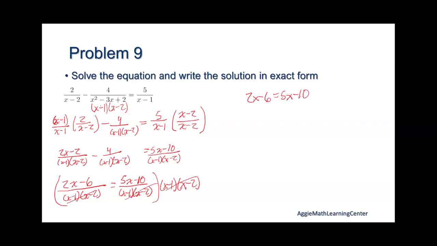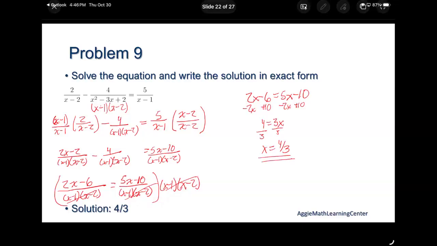What do we do next? We can do minus 2x plus 10 on the other side. And then we need to divide by 3. Do we want to check our solution? No. Okay. Our solution is 4/3.